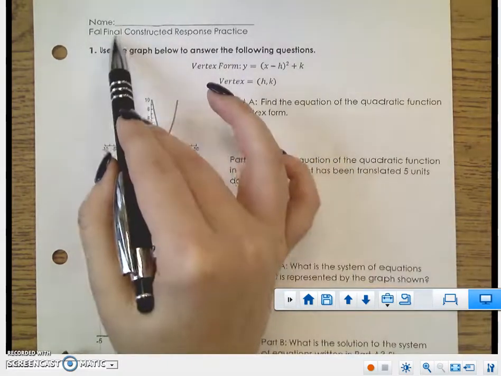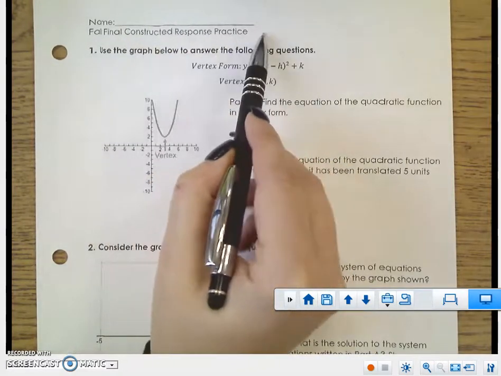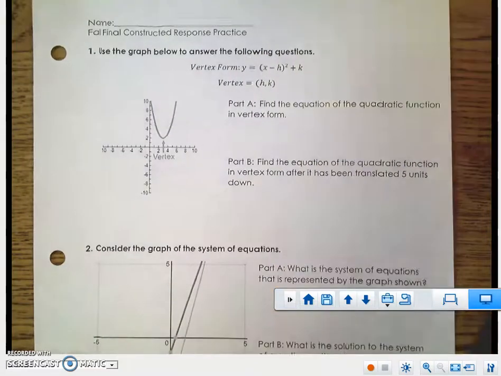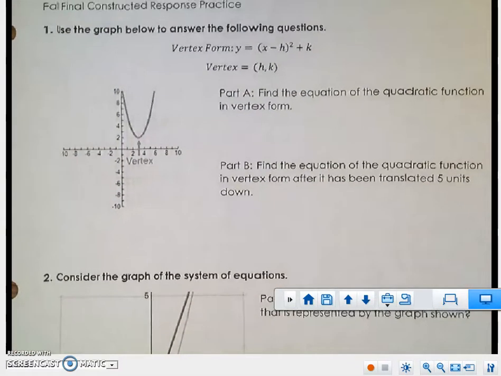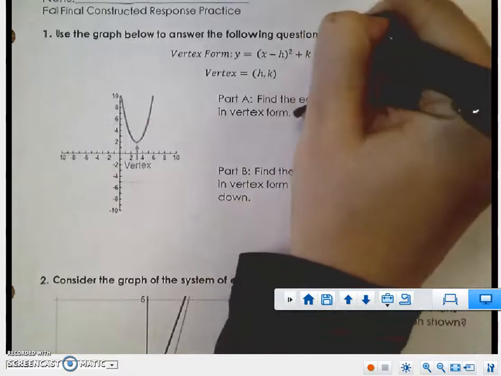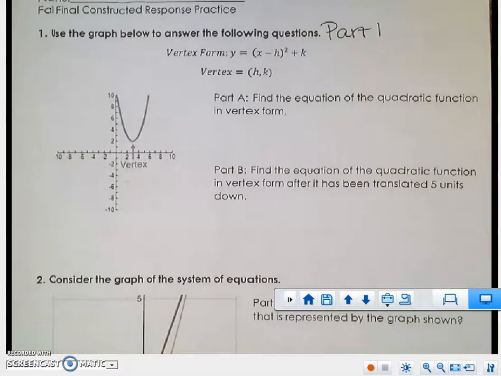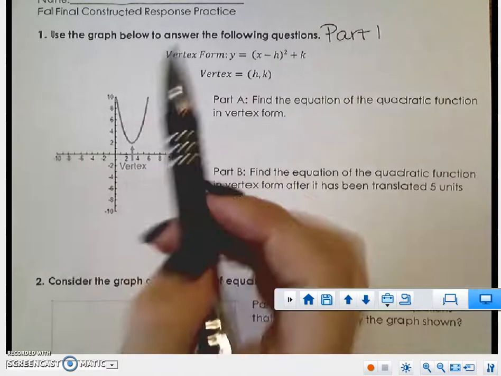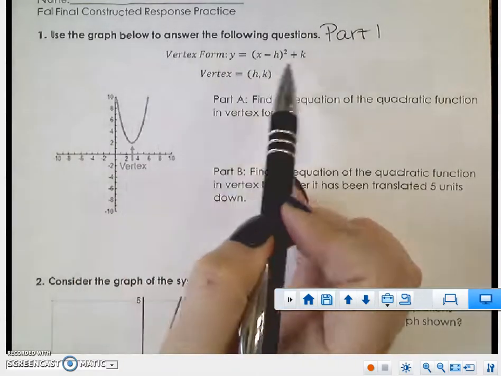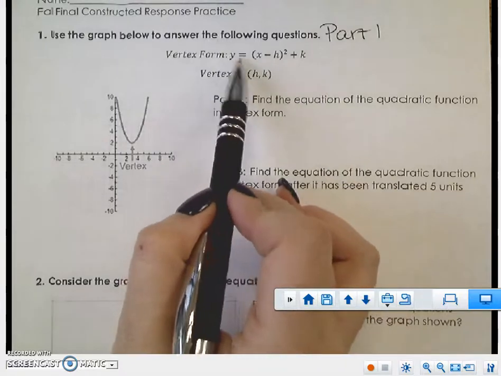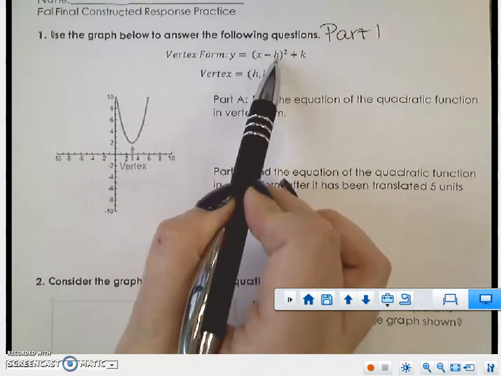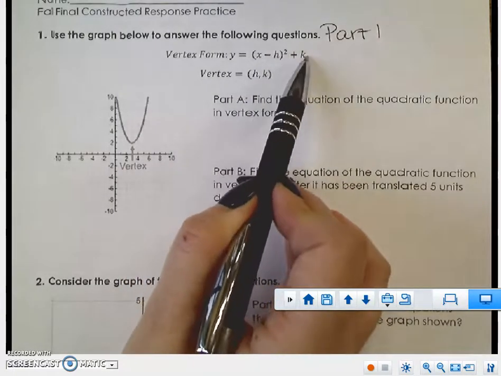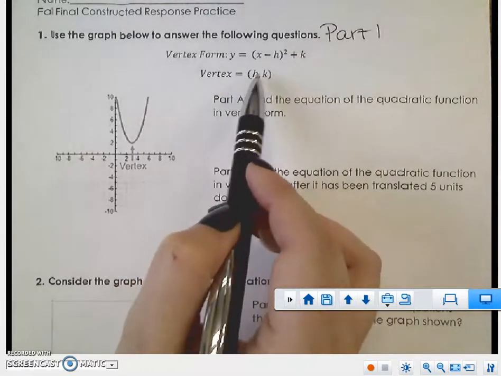But let's go ahead and get started on working on these constructed response questions. So the first constructed response question you are going to see on part 1 is going to be a question asking you to use vertex form. So vertex form is not something we've talked about before, but vertex form is y equals the quantity (x minus h) squared plus k, where your vertex is (h, k).